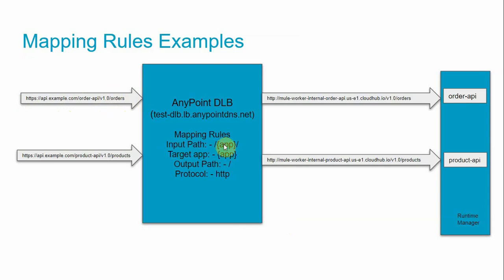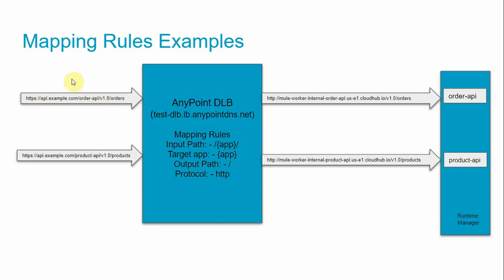My mapping rule says input path slash {app}, target app, it must be some {app}. So whatever is written in the variable, that is the curly bracket, that is the variable. Then output path is slash, protocol is HTTP. In that case, what will happen?